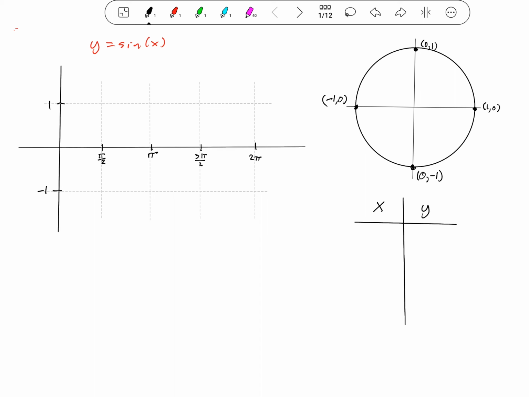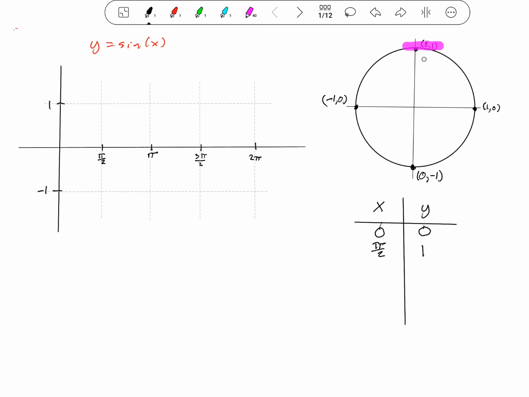And the first x value that we would like to have is 0. And if we're looking at x equals 0, we're looking at the sine of 0. That gives me y is 0. Then the next one is going to be pi over 2. And if we look at the sine of pi over 2, we're up at the top of the unit circle, so our y is 1.